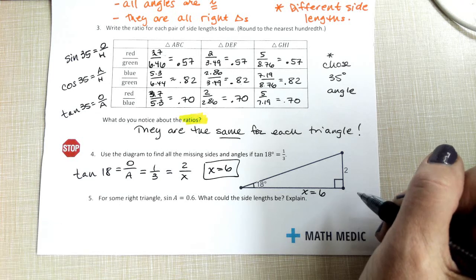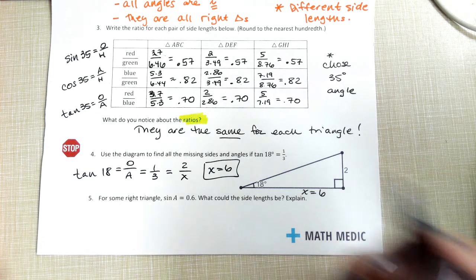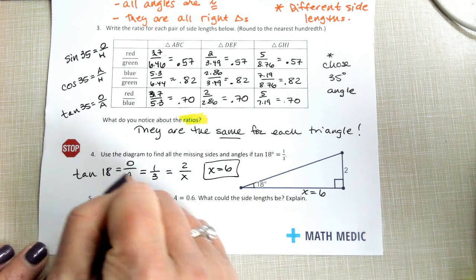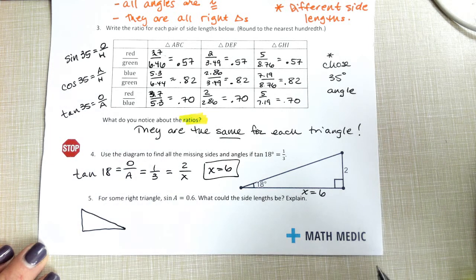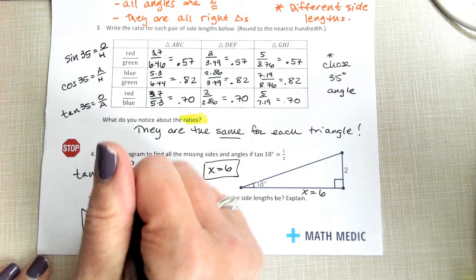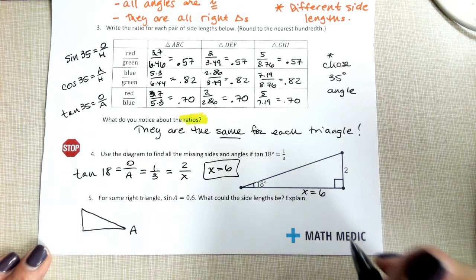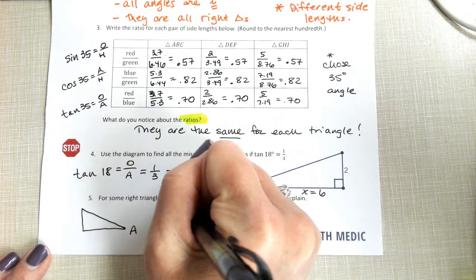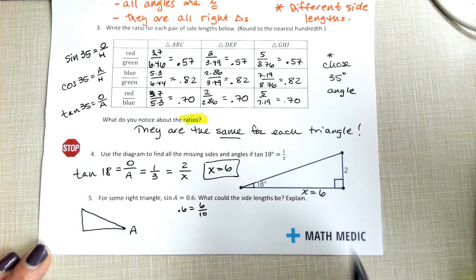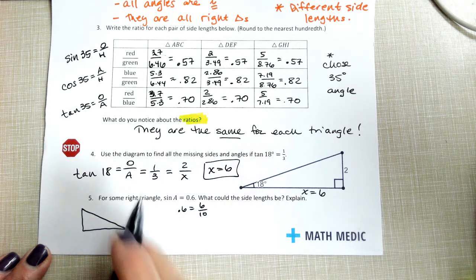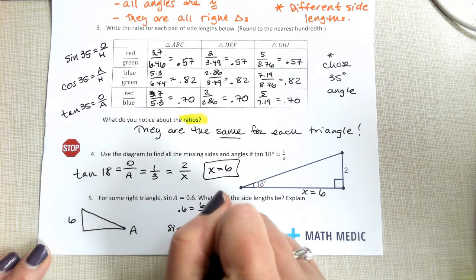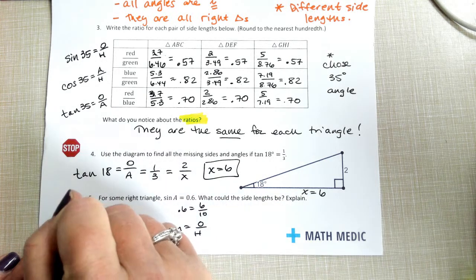Okay, so for some right triangle, let me draw a triangle. The sine of A is 0.6. So let me pretend that this is angle A, and 0.6 is literally 6/10. From A, sine is opposite over hypotenuse. So 6/10.